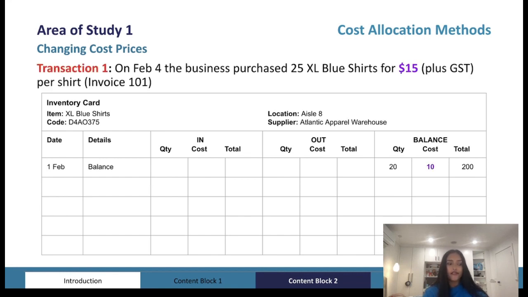This time though, our first transaction has changed slightly. So the business has purchased 25 shirts for $15 per shirt. And you can see that this is a change in cost price. It has increased. The cost price of these extra large blue shirts has increased from $10 per shirt to $15 per shirt. And this just might be the supplier has decided to increase their selling prices because there's a high demand for their extra large blue shirts. It's a popular item. So they've decided to start charging more for extra large blue shirts.